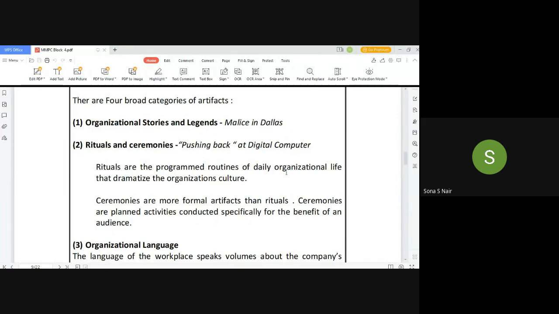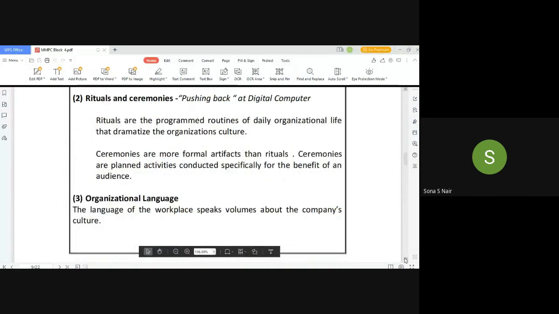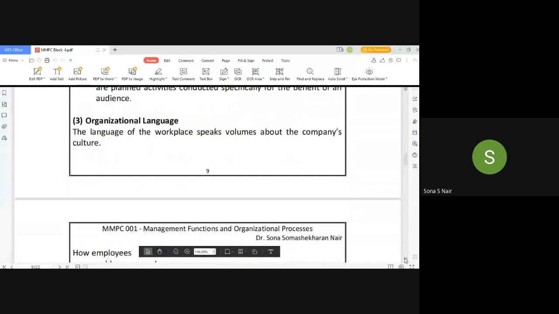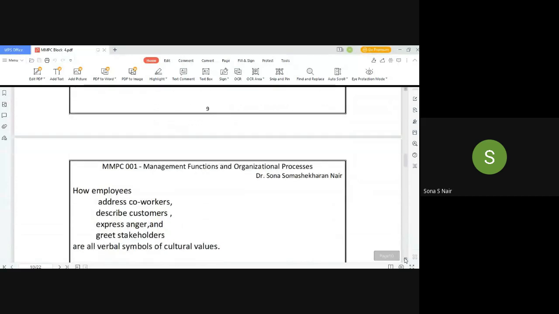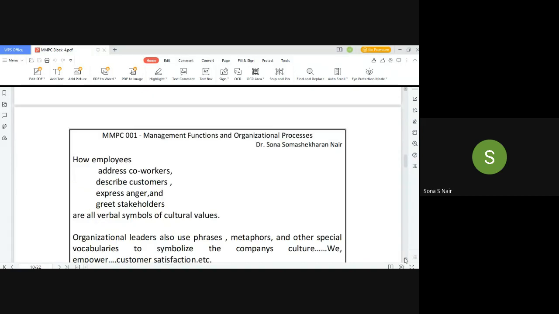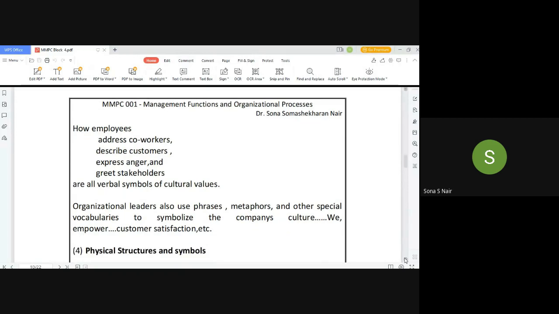The language in the organization, the phrases, the words, they also depict the culture of the organization. How employees address the co-workers, how they describe the customers, how they express anger, greet other stakeholders, are all verbal symbols of cultural values. There are certain phrases and words which are used by the organization leaders also, which unconsciously instill the culture in the employees of the company.